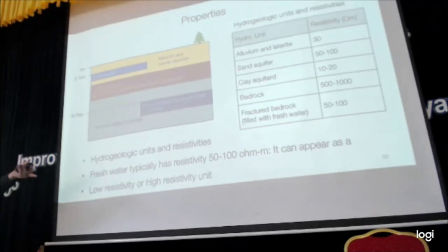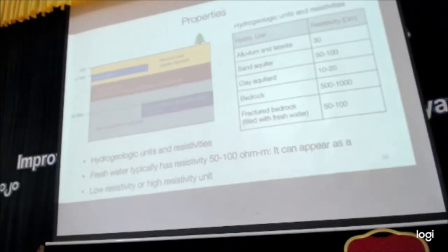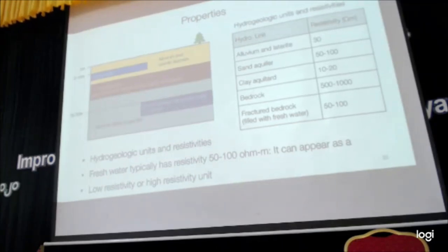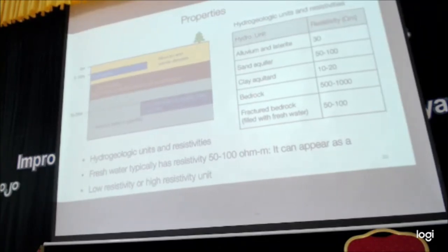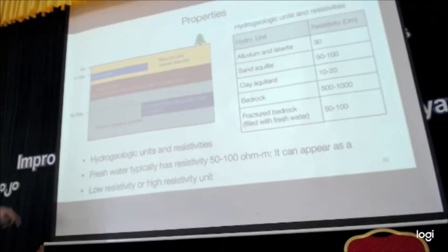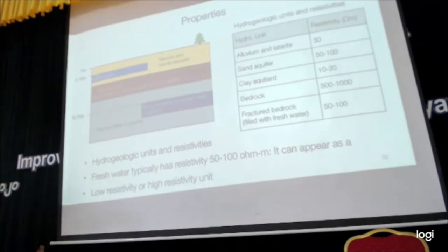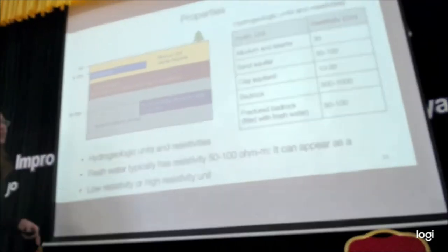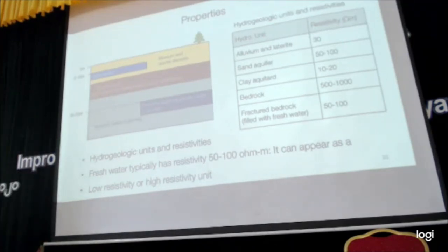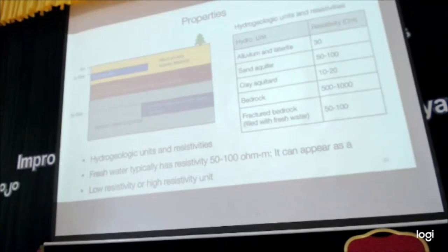And then we said that our target is this fresh water, which typically has a resistivity of 50 to 100 or 20 to 100 ohm-meters. Now, the target is that the resistivity is less than the fresh water. So it's interesting because 50 to 100 can either be low or high, depending on what is surrounding the fresh water.